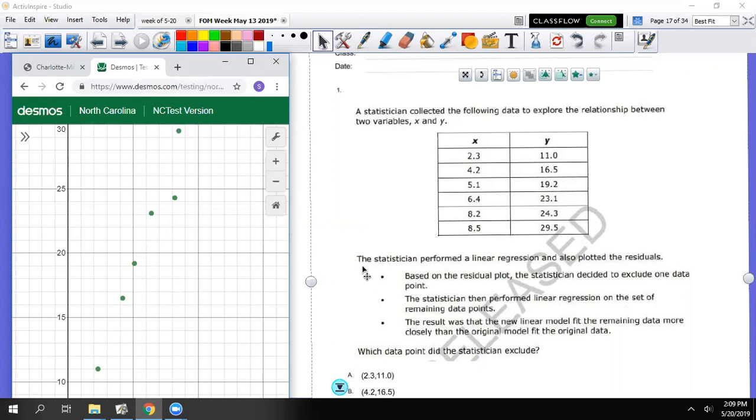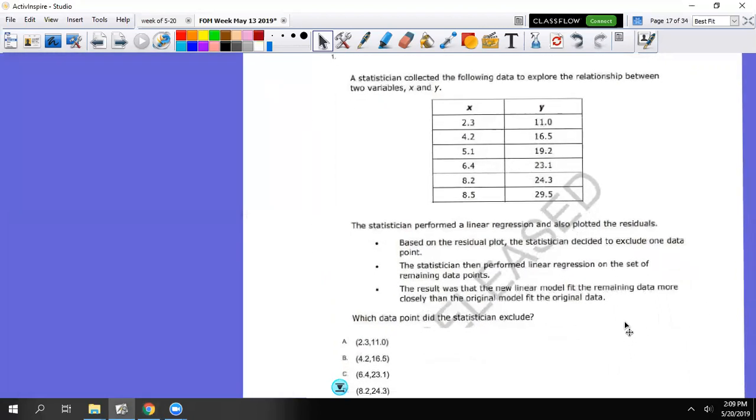Well, look at the criteria laid out by the statistician. So with this data, he said, based on the residuals plot, which this is, he decided to exclude one data point. He also decided that he was going to perform linear regression on the set of remaining data points, meaning he wanted to see the line of best fit. The result was that the new linear model fit the remaining data more closely than the original model fit the original data. Okay, so we want to know which data point did he exclude.